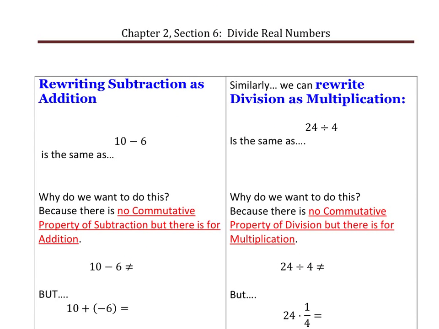Let's take a closer look at division. But before we do so, I just want to remind you of what we've studied previously when we practiced rewriting subtraction as addition. If you recall, in a problem such as 10 minus 6, we could write that as 10 plus a negative 6. Now, why would we ever want to do this? The reason is because there is no commutative property of subtraction, but there is for addition. So, for example, 10 minus 6 here does not equal 6 minus 10. 10 minus 6 is 4, and 6 minus 10 is negative 4. So they certainly do not equal each other.